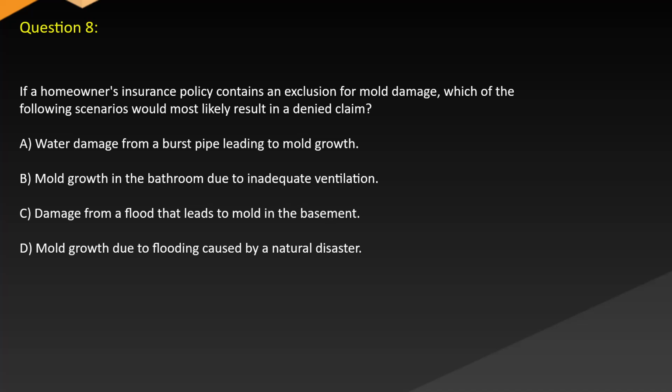Question 8. If a homeowner's insurance policy contains an exclusion for mold damage, which of the following scenarios would most likely result in a denied claim? A. Water damage from a burst pipe leading to mold growth. B. Mold growth in the bathroom due to inadequate ventilation. C. Damage from a flood that leads to mold in the basement. D. Mold growth due to flooding caused by a natural disaster.